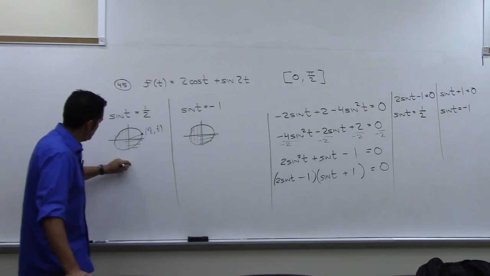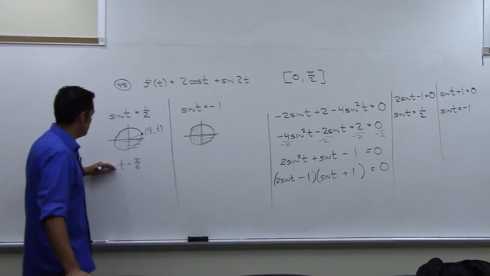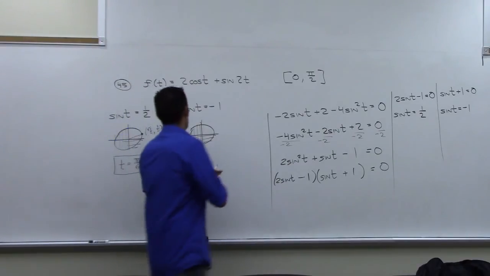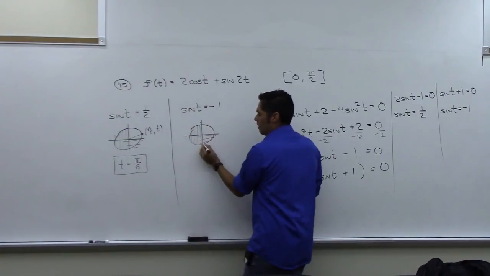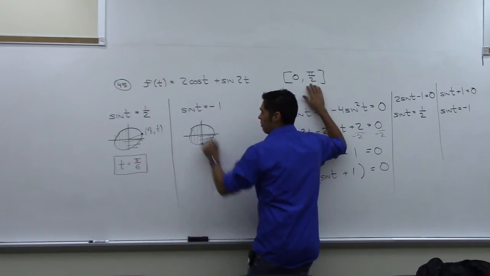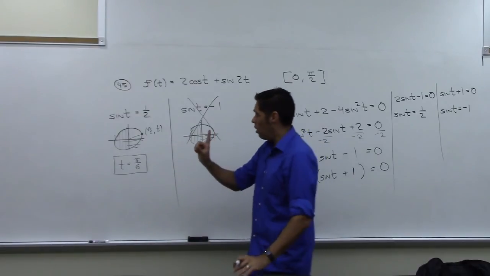So if t is pi/6, I'm going to get 1/2. So that's a critical number. Over here, where's the y coordinate -1? That only happens down here. And that's outside my interval. So there's no solution from this. So that's my only critical number so far.